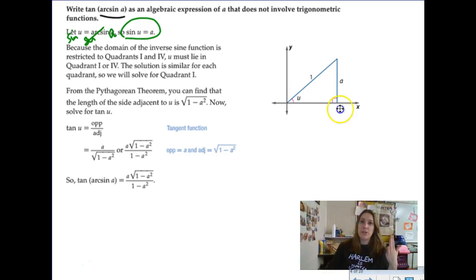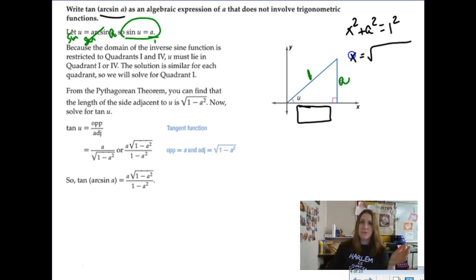So when I look at my triangle, if we're going to assume that we're in quadrant 1 because everything is positive there, the sine of this mystery angle is represented by A, which is a fraction of A over 1. So the opposite leg, or the y, is A, and the hypotenuse is 1. Then we can do a little Pythagorean theorem to figure out the missing leg of this triangle. I probably shouldn't be using x, but whatever. X squared plus A squared equals 1 squared. To find a missing leg of a right triangle, you take the square root of your hypotenuse squared, which is 1 squared, minus the leg you know squared.